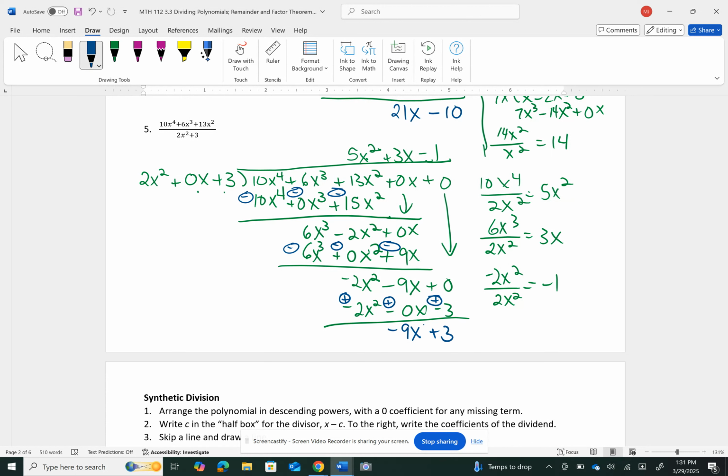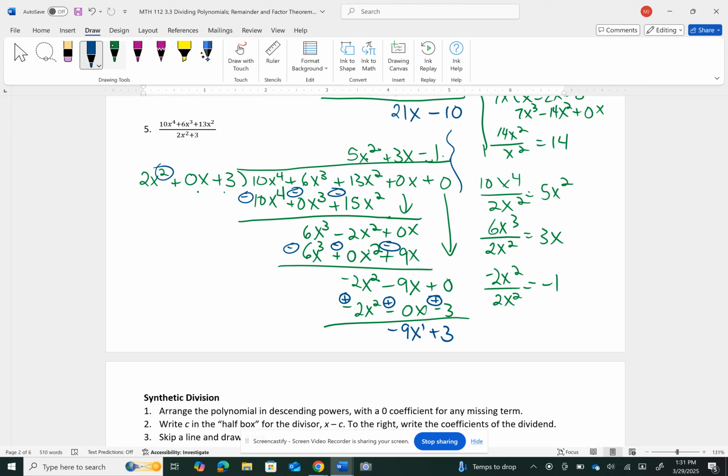Now, see how that's to the first power, and I was dividing by something to the second power? That's one way of knowing you're finished. Also, notice that we're at the end, and we've gotten that constant there at the end, that minus 1. So we also know we're done for that reason.